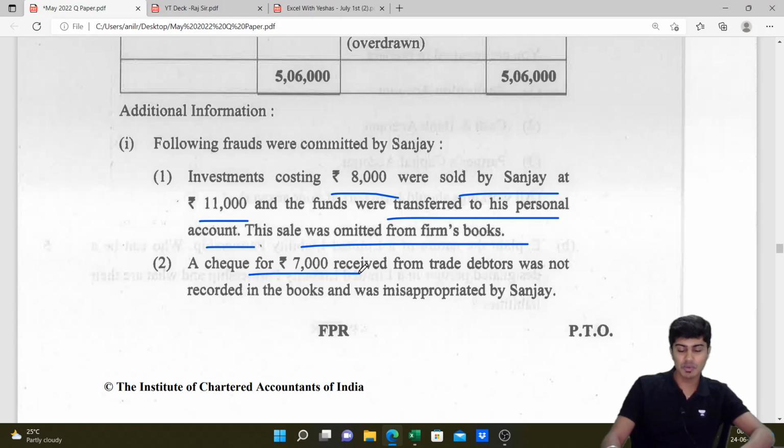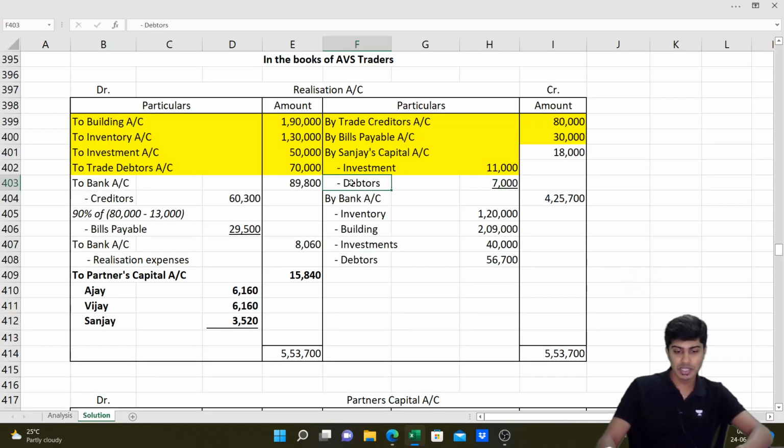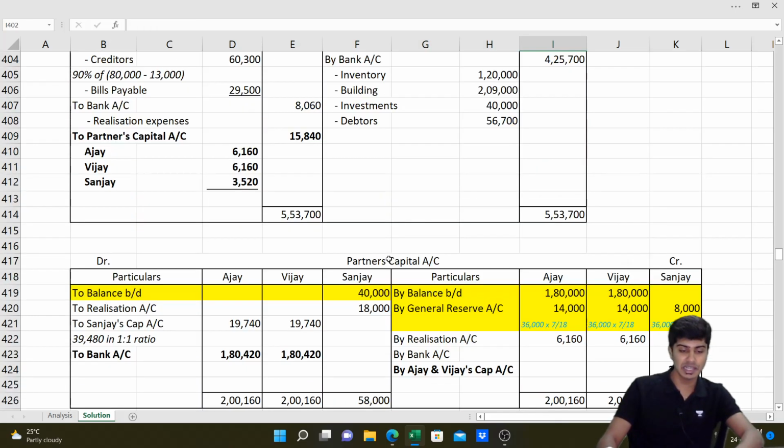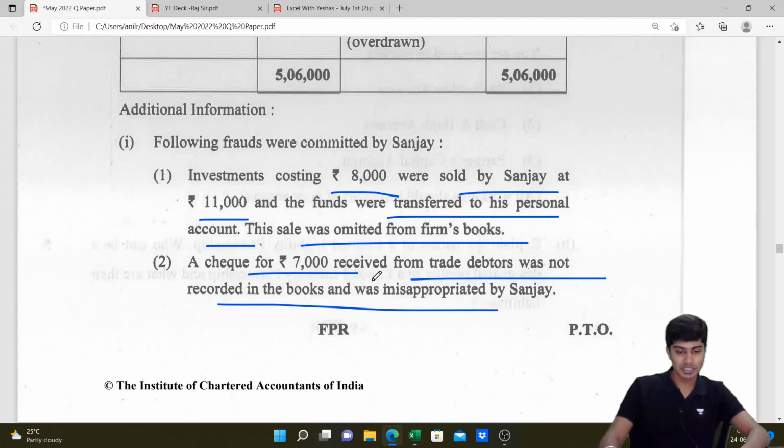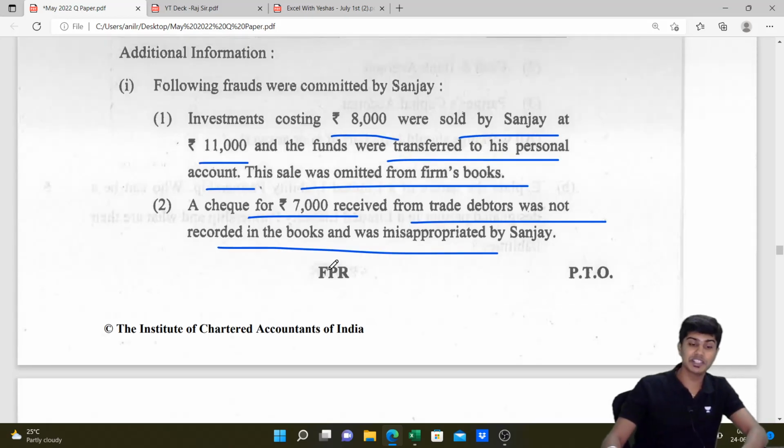Let's see the next adjustment. A check of rupees 7,000 received from trade debtors was not recorded in the books and was misappropriated by Sanjay. Some time ago we said Sanjay did a fraud. The fraud that Sanjay did is this only. He took the check of 7,000 and he took the sale value of investments 11,000 with him. So he has to pay to the firm 11 plus 7, 18. So in the realization account we'll say recoverable from Sanjay 18,000, and this 18,000 we will debit to his capital account. I hope everyone understood this part. Going on, great, 2 adjustments done. Those 2 are sub adjustments of Sanjay's frauds.